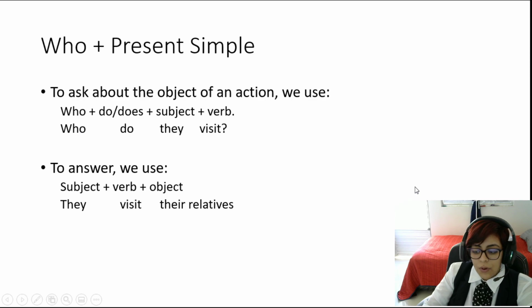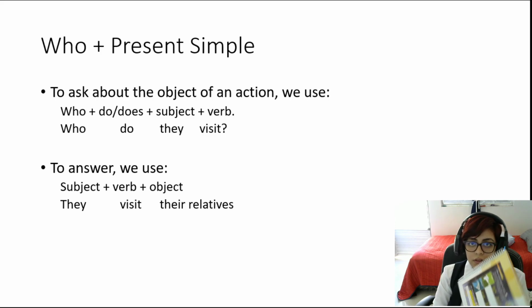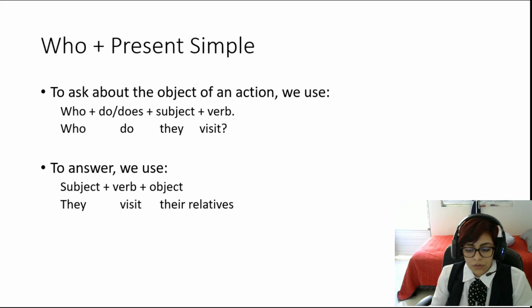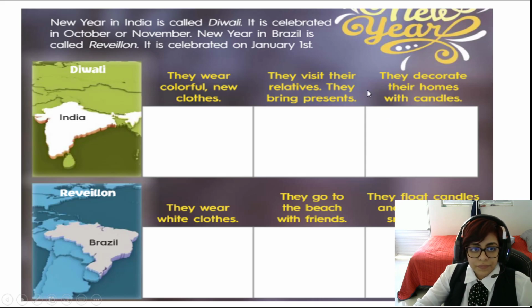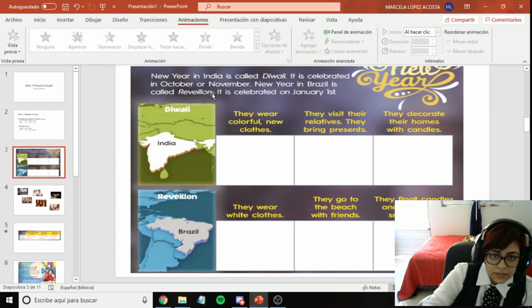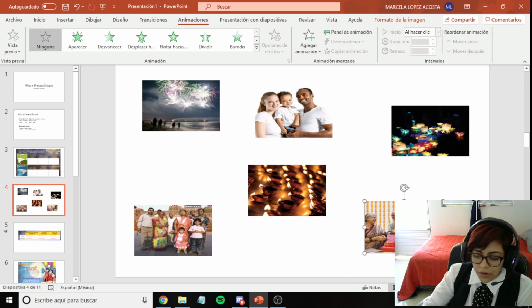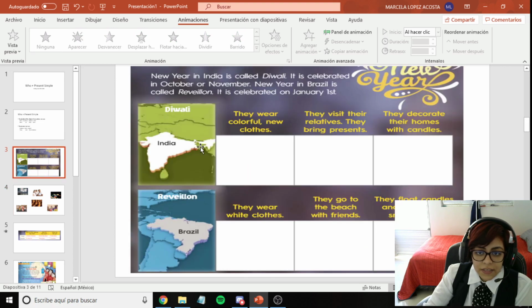Okay, so on page 114 of your student's book, we have this text that we have to read, and we have the stickers. We have these stickers in your 8C section of your student's book. So, we are going to put these stickers according to what we read.